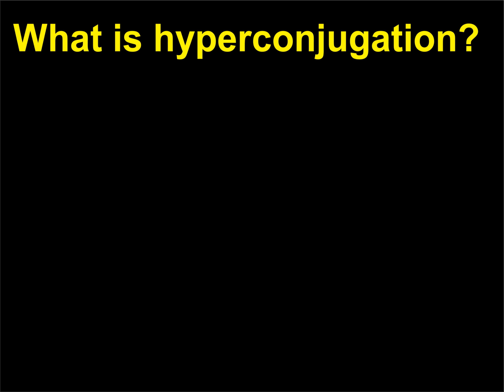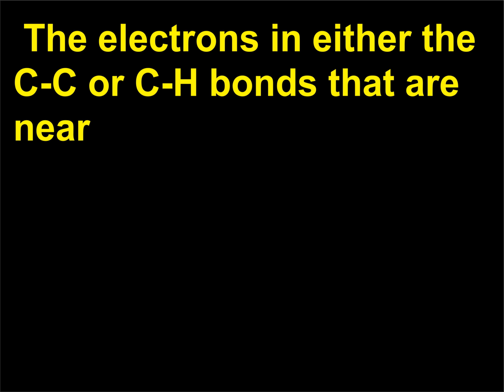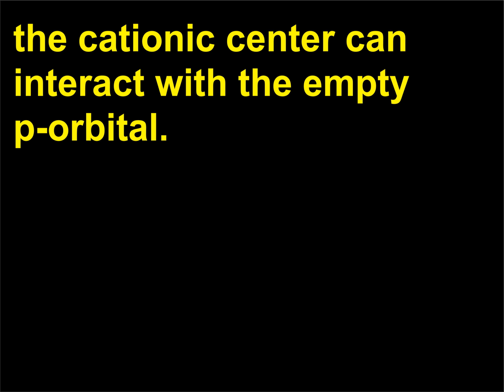What is hyperconjugation? Hyperconjugation is another way to explain why substituted carbocations are more stable. The electrons in either the C-C or C-H bonds that are near the cationic center can interact with the empty p orbital.